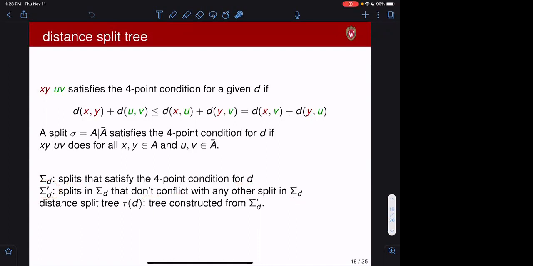And then because these don't conflict with each other pairwise, we know it's a standard result that they come from a unique tree. And we call this the split tree, the distance split tree. Okay, so we have a distance as an input. We get all these splits that satisfy the 4-point condition. We remove some of them if they conflict, and then we get a tree.